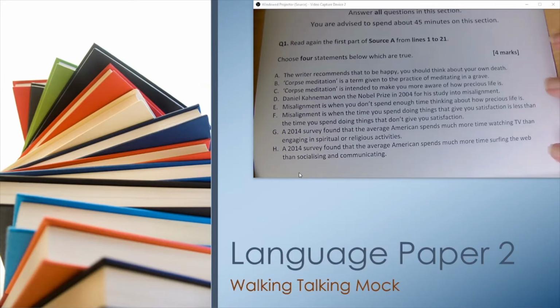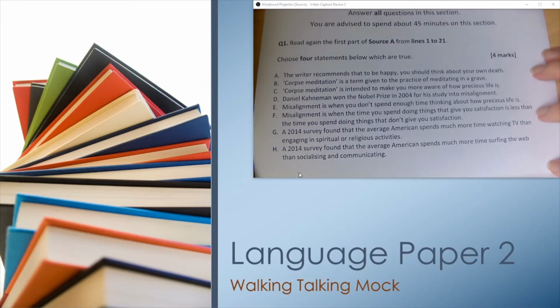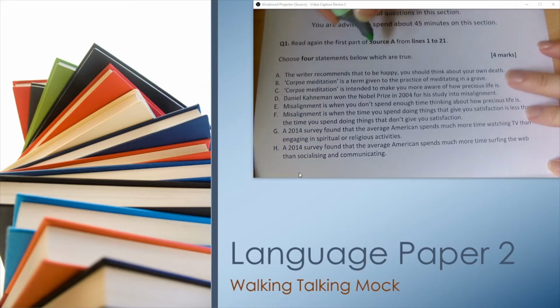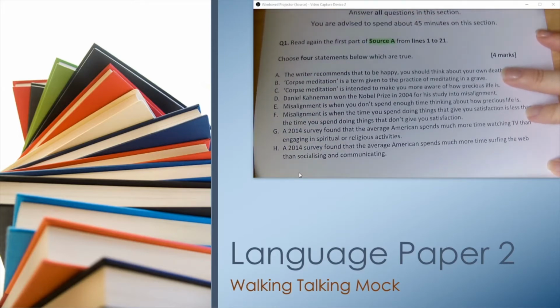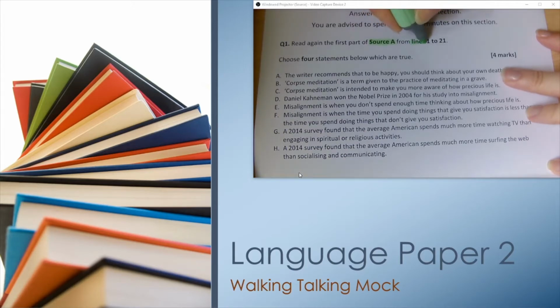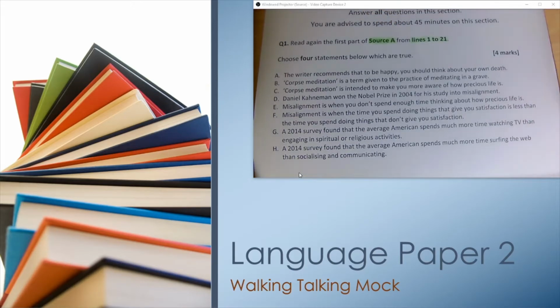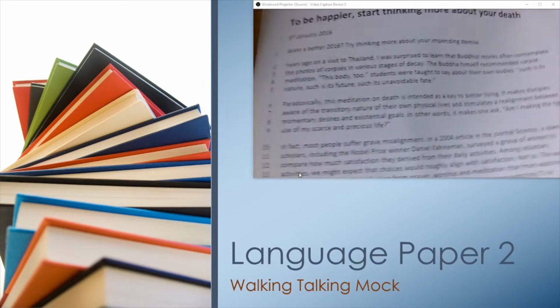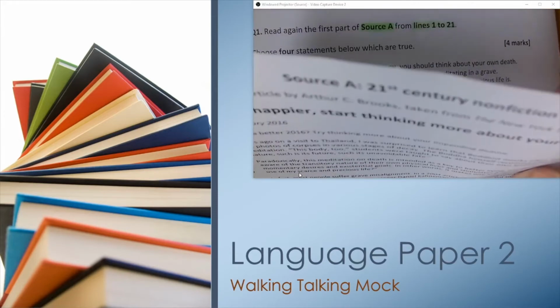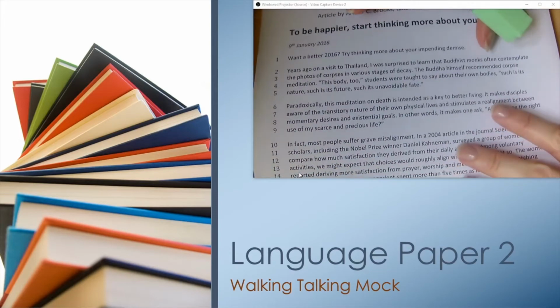So question 1 is asking us to read again the first part of source A. I'm going to highlight the keywords as I've been teaching you to do, and it's asking me to look at lines 1 to 21. So in fact, before I do anything else, the first thing I'm going to do is grab that section, lines 1 to 21.